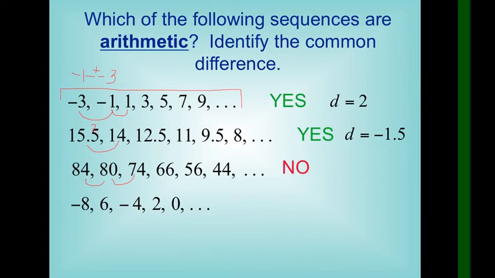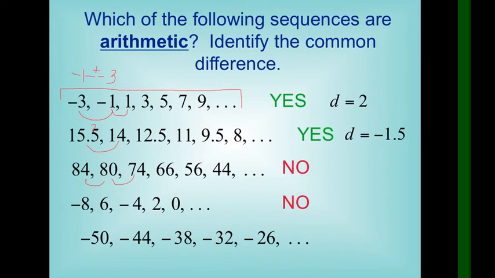How about the next one? 6 minus negative 8, and that is positive 14. Negative 14 minus negative 6, that is negative 8. So, again, doon pa lang sa second difference, hindi na siya pasok. So, therefore, this one is not an arithmetic sequence. Again, pag sinabing arithmetic sequence, meron siyang common difference.